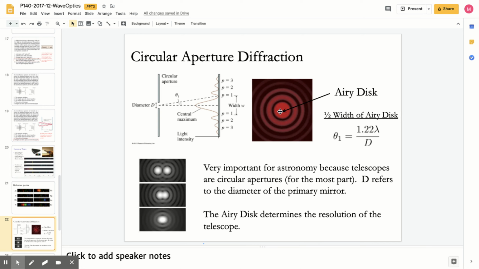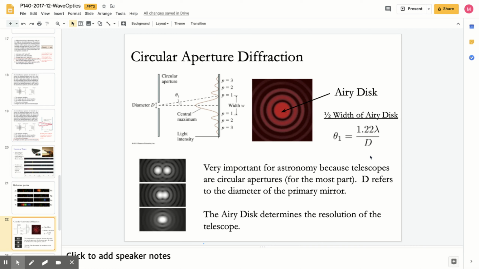We have just one slit, so we can see that the central width is bigger than the other rings, and this is called an airy disk. And so half the width of an airy disk is given by this formula. The math to derive this is beyond the scope of this course. But theta 1 is equal to 1.22 lambda over d. And this actually comes from something called Bessel functions in math. And this would be the first term of the expression of the Bessel function. So you might see that when you're a senior in a math methods class or in graduate school.